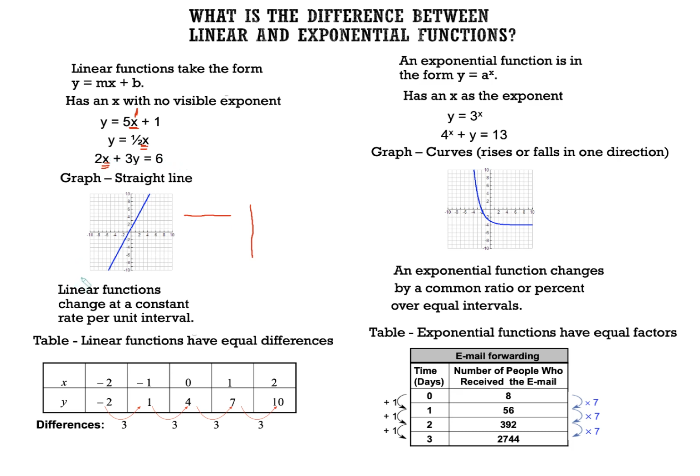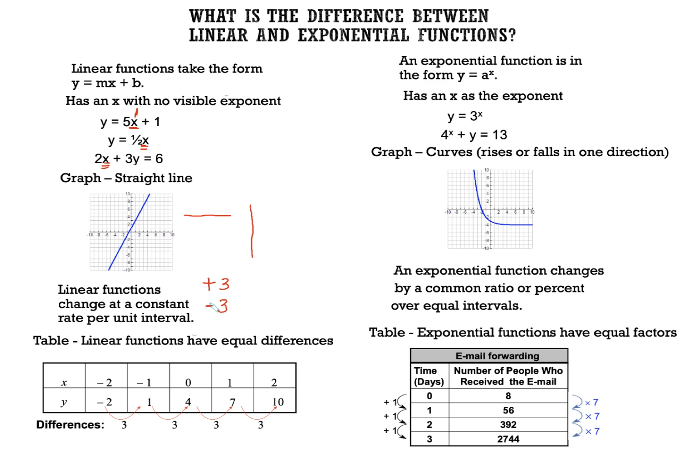Now on the TASC test, they like to give you scenarios. So they'll give you a word problem and ask you to identify if it's a linear function. Linear functions change at a constant rate per unit interval, which means your linear function is either growing by a constant rate, such as adding 3 every interval, or decreasing by a constant rate, which means you're subtracting 3 at every interval.